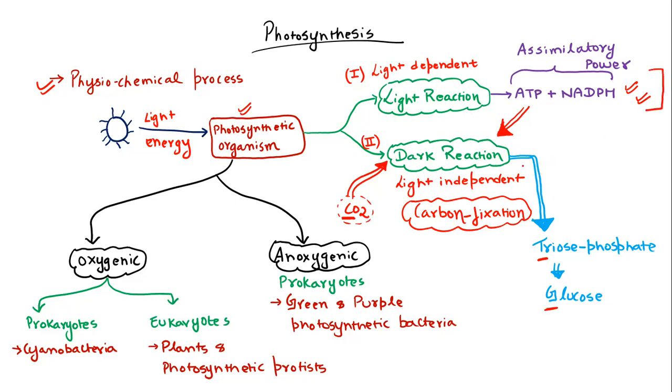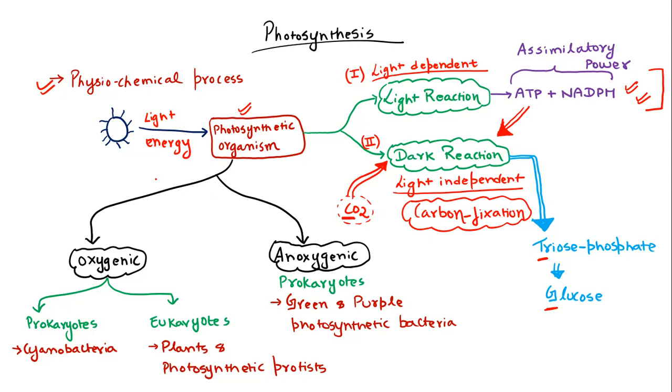And then in the dark reaction, since it is not dependent upon the light directly, it is also called the light independent reaction, compared to the light reaction, which was called the light dependent reaction. So the dark reaction is also known as carbon fixation, and there mainly the carbon fixation or the food preparation happens with the help of whatever assimilatory power has been prepared in the light reaction.